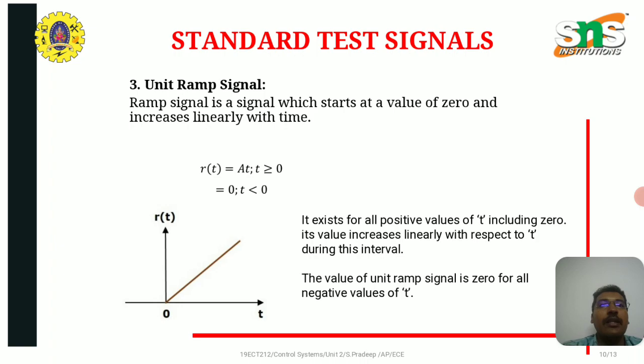Unit ramp signal. Ramp signal is a signal which starts at a value of 0 and increases linearly with time. r(t) equal to a t, where t greater than or equal to 0, and r(t) equal to 0 when t less than 0. It exists for all positive values of t including 0. Its value increases linearly with respect to t during this interval. The value of the unit ramp signal is 0 for all negative values of t.